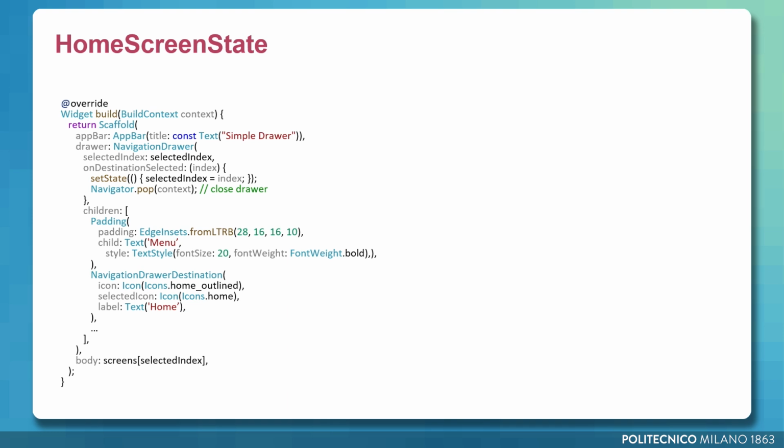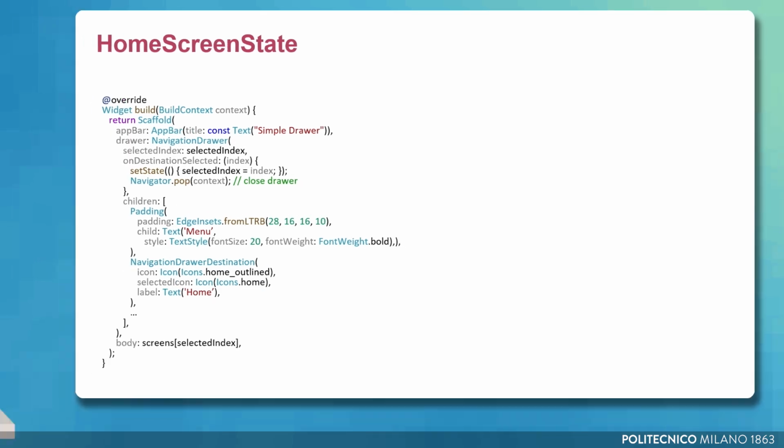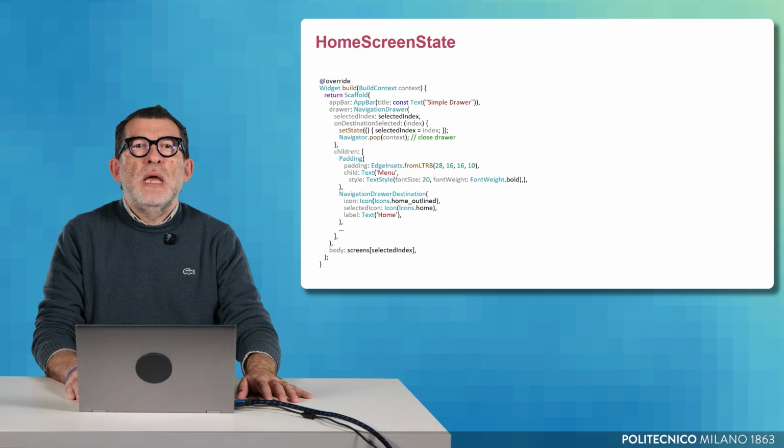onDestinationSelected is a function that takes a parameter called index and updates the value of the selected index using setState, because we want the GUI to rebuild through the build method. We also call Navigator.pop. This is necessary because the menu is implemented as a drawer, which behaves like a temporary screen. Therefore, we need to navigate back in order to close the drawer and move to the actual screen selected by the user. Another parameter of the drawer is the set of children.